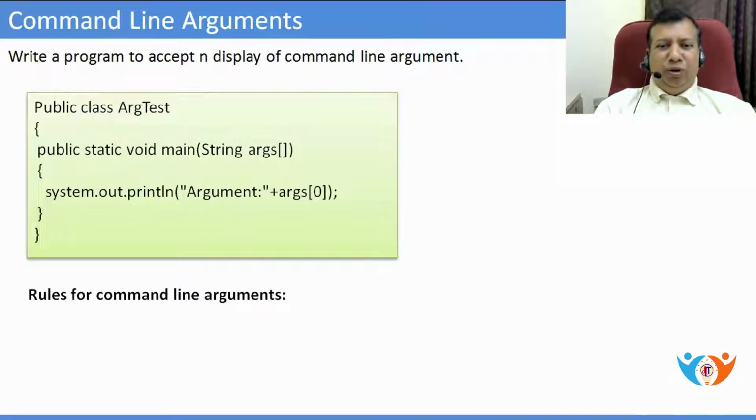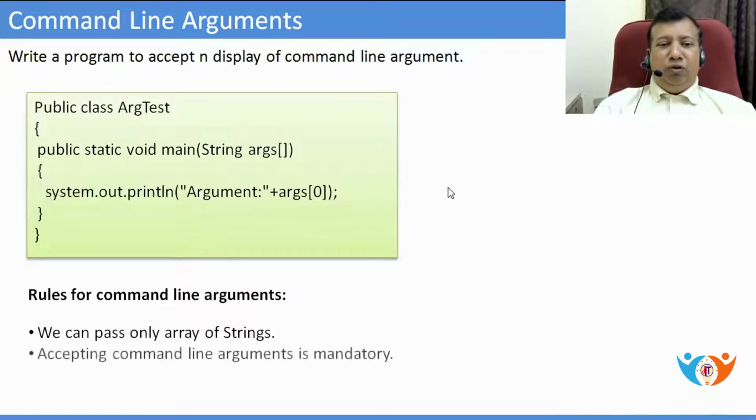Rule number 1: it is compulsory to pass string type arguments. We can pass only an array of strings. Second, in main, even though the user is not passing any argument, it is mandatory to accept command line arguments. Even if you look at our hello program or initial program, where before using command line arguments we were using the same line, public static void main(String args). That means even though the user is not expected to give command line arguments, in main we have to accept an array of strings, and it is mandatory.